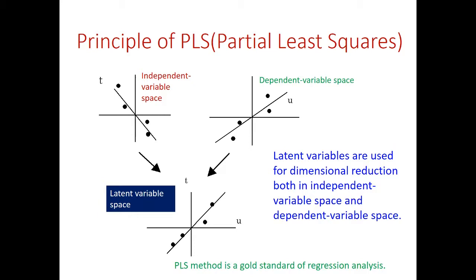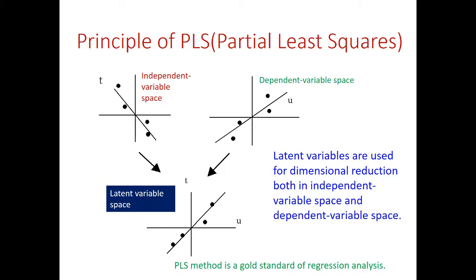But in the case of PLS, first in the independent variable space, some features, in this case T, are extracted. Also, in the same manner, in the dependent variable space, some features, in this case U, are picked up. These T and U are called latent variables, and this is the latent variable space, with U and T. In this space, some kind of regression analysis is used.